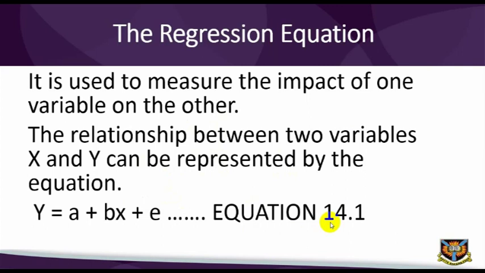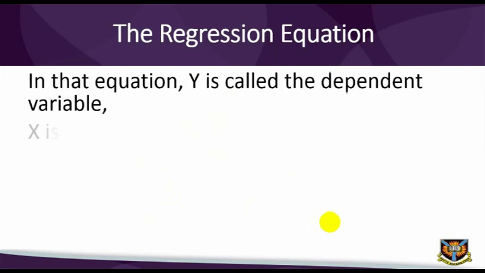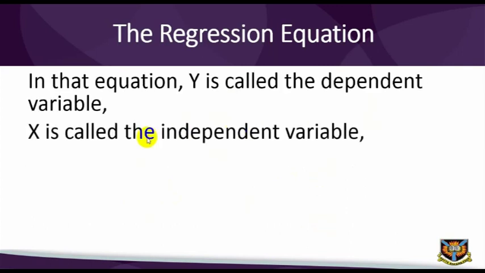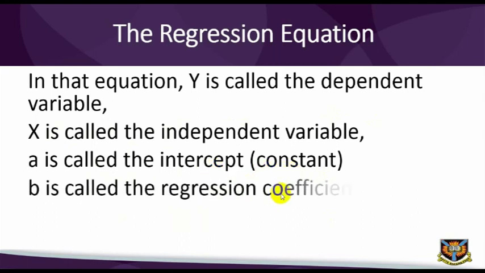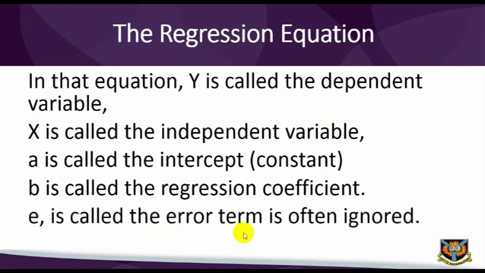Equation 14.1 is called the regression line. In that equation, y is called the dependent variable, x is called the independent variable, a is called the intercept or constant, and b is called the regression coefficient. e, called the error term, is often ignored. Equation 14.1 also signifies that we are predicting y from x.